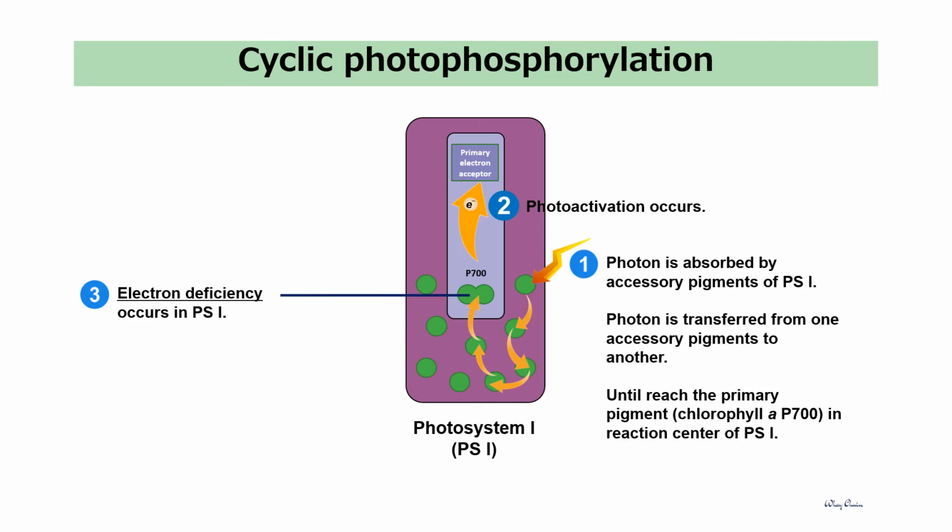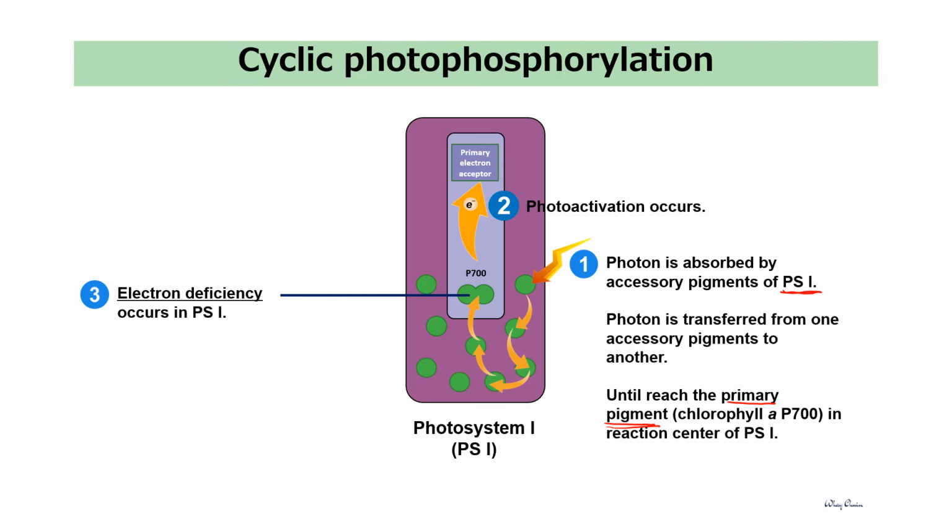Now look at the second type of photophosphorylation, which is cyclic photophosphorylation, closely related to cyclic electron flow. Cyclic photophosphorylation only involves PS1, photosystem 1, where the light energy of a photon can be absorbed by the accessory pigments of PS1. The photon energy is transferred from one accessory pigment to another until it reaches chlorophyll A P700, which is the primary pigment in the reaction center of PS1.